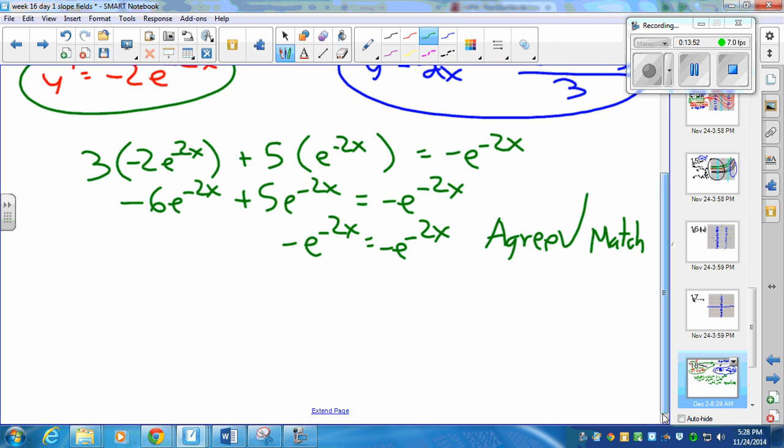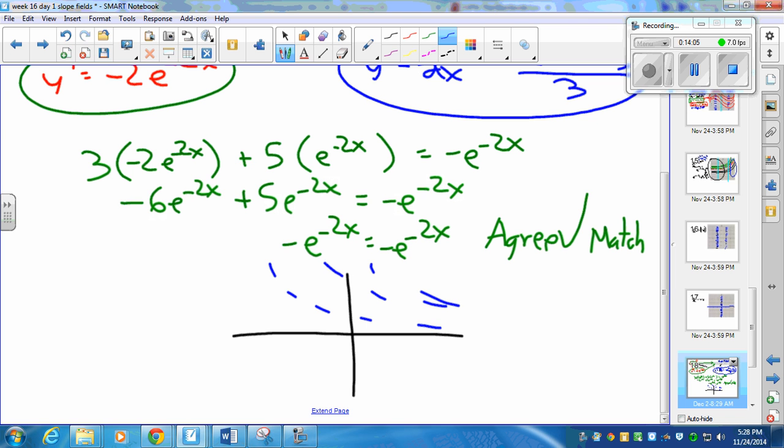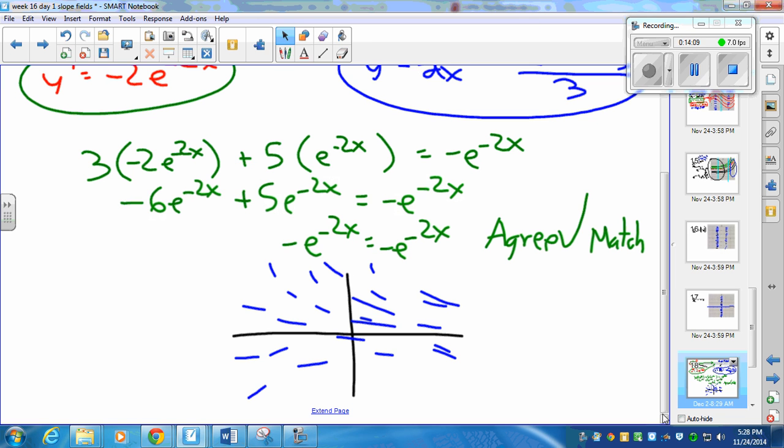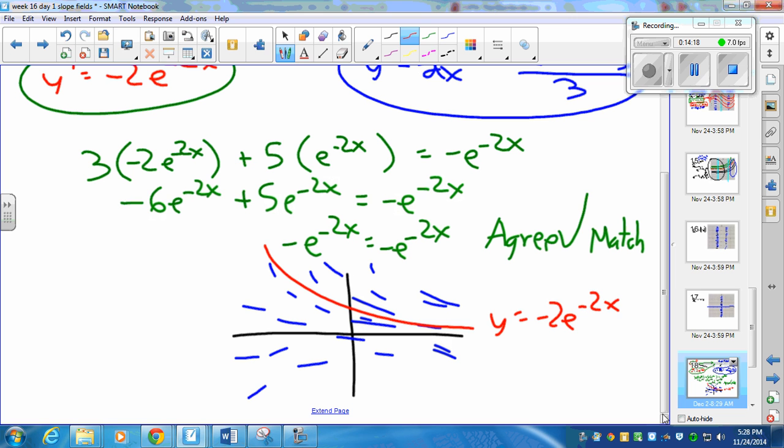What that means visually, you do not need to do all the work, but what it means visually is if I have tick marks, tick, tick, tick, whatever the tick marks are, and I give you the path y equals negative 2e to the negative 2x, that red path would go through those tick marks. That's all it means, is the red path fits the blue tick marks.